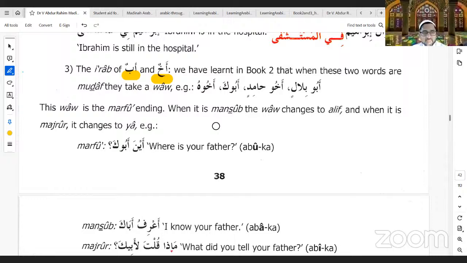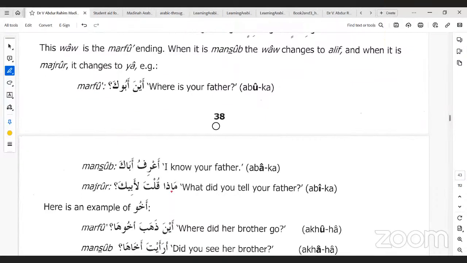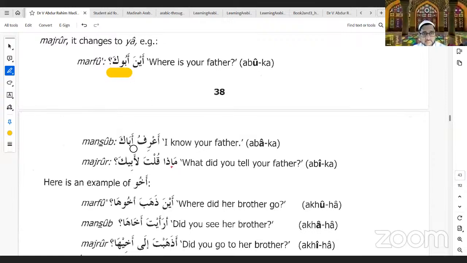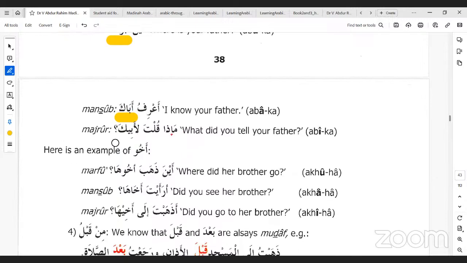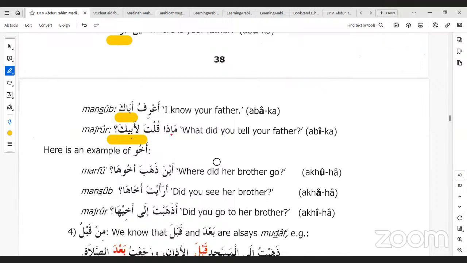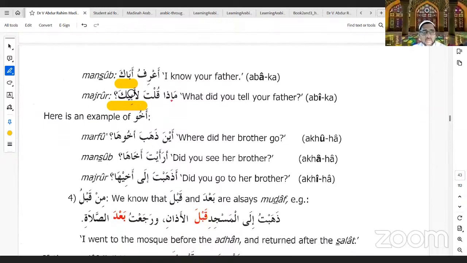Excellent. For example, marfu': Aina abuka, where is your father? So there is a waw there. Mansub: A'rifu abaka, I know your father, so there is an alif there. And majroor: Madha qulta li abika, what did you tell your father? So there is a ya there, after the harf jar.